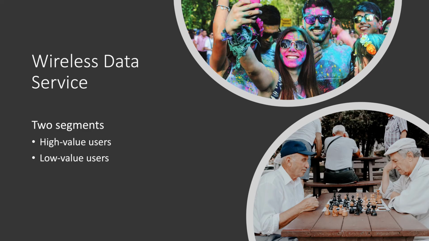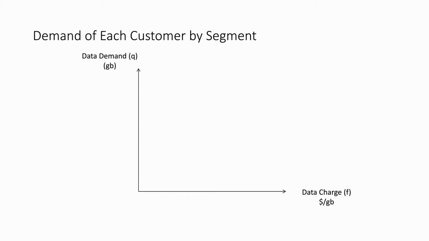The example we give is in the context of a wireless data service. Let's say in this market, there are 2 types of users. One segment are the high-value users who use a lot of data. They value data more. And then there are low-value users. They do not use a lot of data, so they value the data less. Further, let me show you the demand of each customer segment.